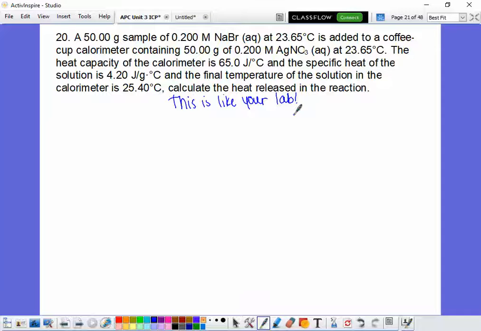But the calculations here are more like what we're going to do in our lab, and like your post-lab and stuff like that. Okay? So we have two solutions, sodium bromide and silver nitrate, that are reacting together. There's 50 grams of both. They both are starting off at 23.65 degrees Celsius. They react together, and the temperature rises to 25.40 degrees Celsius. So, is that reaction endo or exo?